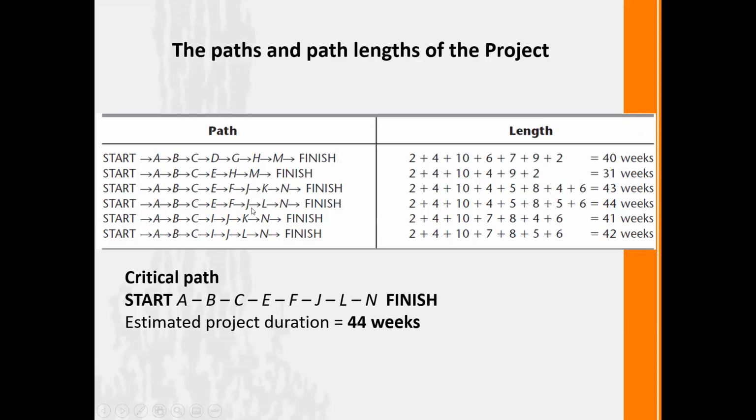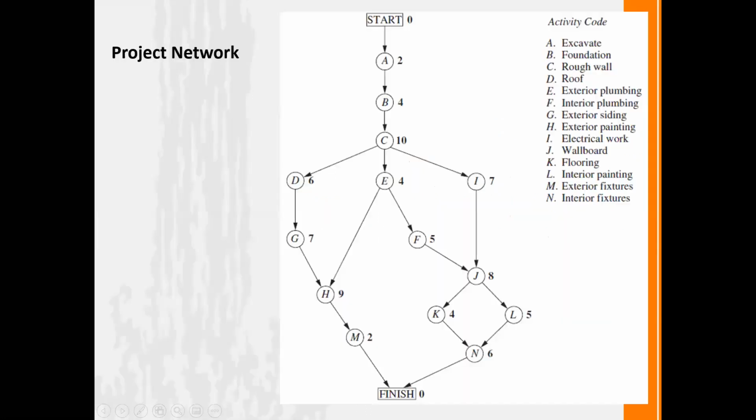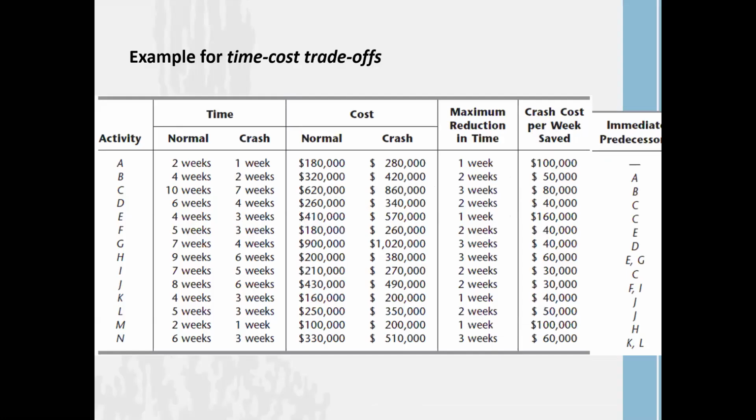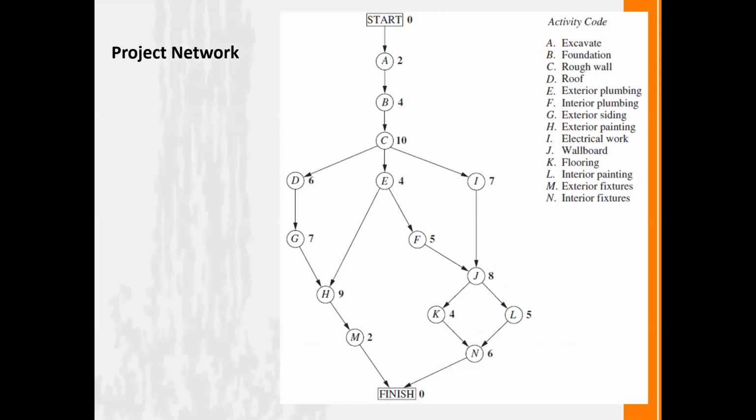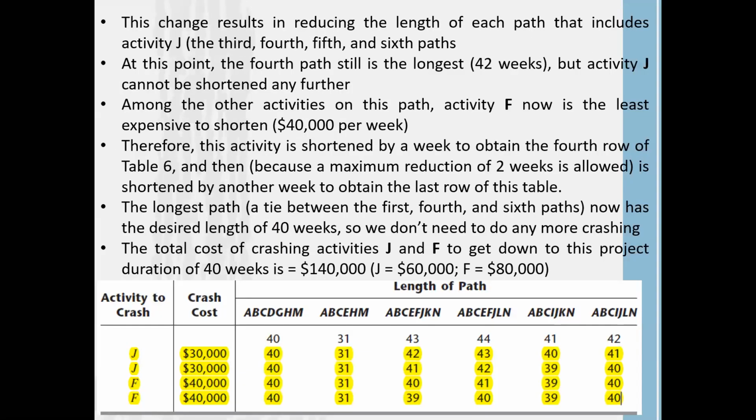We start with activity J. We reduce activity J by 1 week, incurring an additional $30,000. Then we reduce J again and consume another $30,000, because we can reduce activity J by a maximum of 2 weeks. Even after reducing activity J by 2 weeks, we end up with the longest path at 42 weeks. Now you remember our calculation in here. After these 2 weeks of J consuming $60,000, our longest path is still 42 weeks.